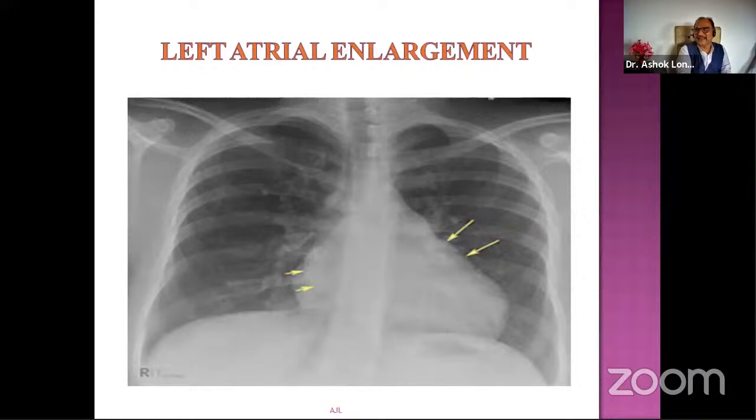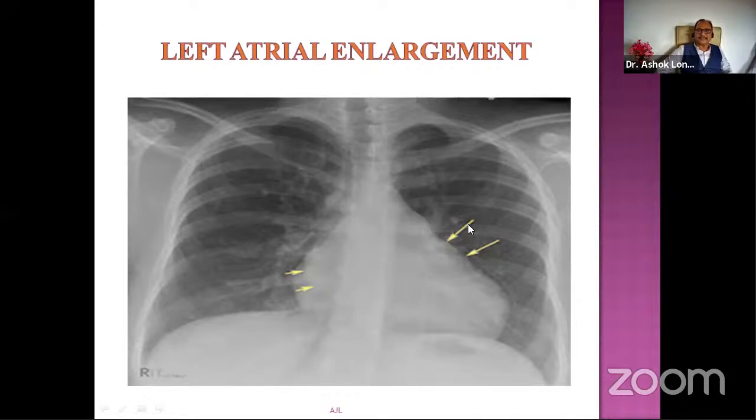Now left atrial enlargement. We have seen the enlargement on this side, this much on this side. It was looking like a boot. Now here it is a left atrial enlargement. See the aortic knuckle and this enlargement, because the left atrium is very less visible on the radiological view, but the left ventricle is maximum visible, and what we can see is only the aortic knuckle and the small area. But here you can see the wave-like structure, 1, 2, and again here.